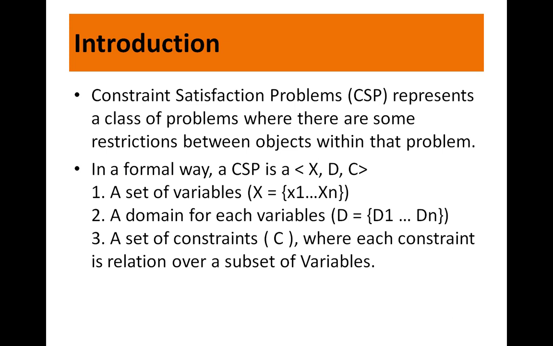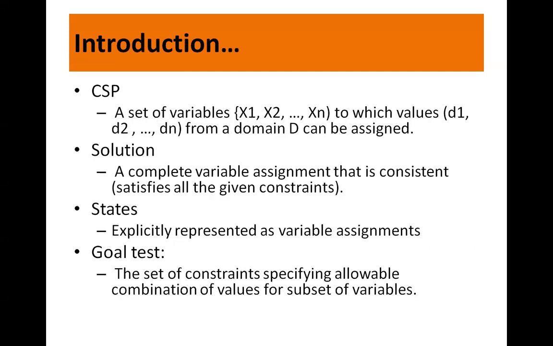that problem. So formally we can say CSP is a three-tuple X, D and C, where X represents the set of variables X1 to Xn and D represents the set of domain variables D1 to Dn. C is the set of constraints where each constraint is a relation over a subset of variables. Fine, it's a formal definition of CSP. In short, CSP is a set of variables x1 to xn to which the values d1 to dn from a domain D can be assigned.